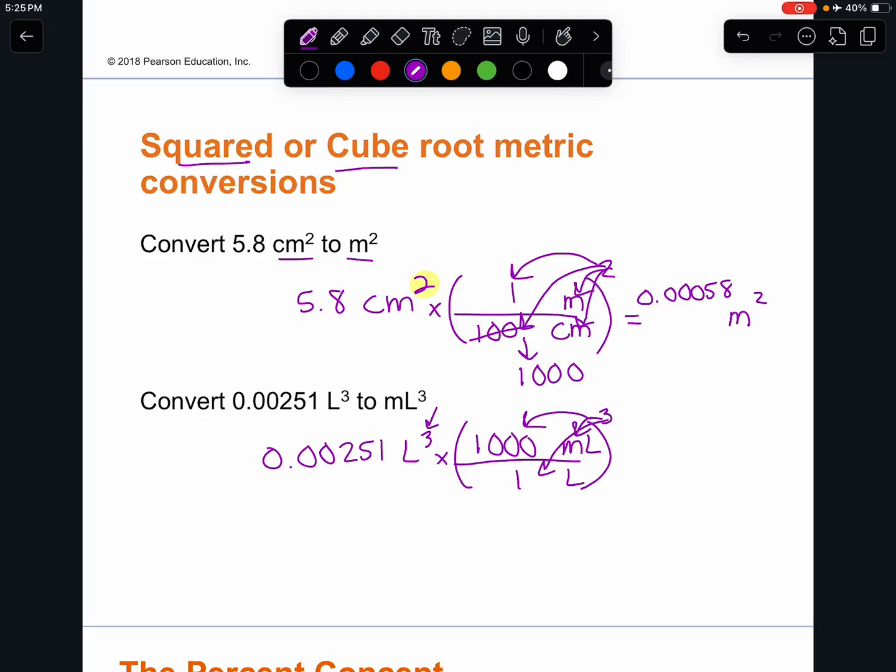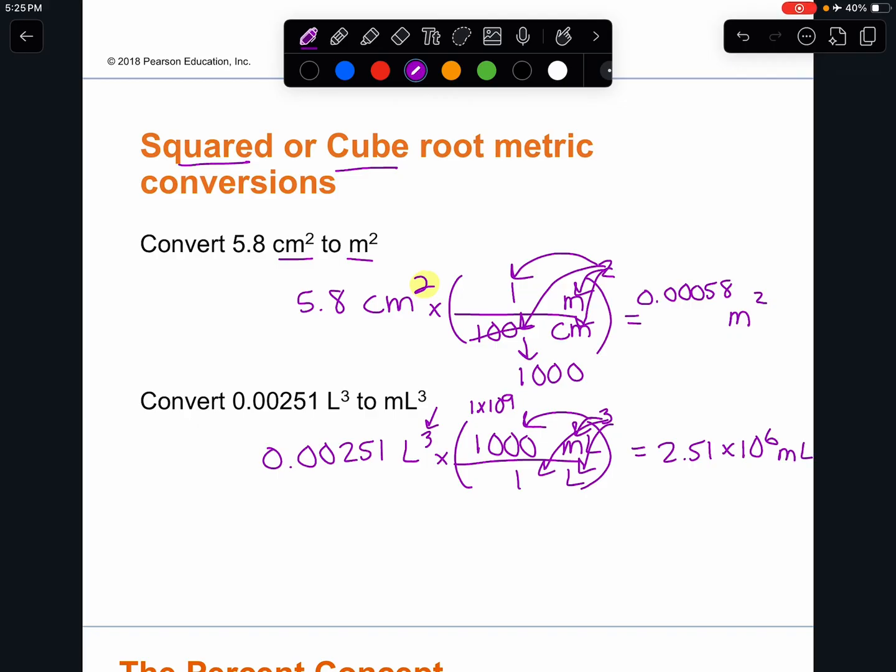You don't have to draw these arrows. I'm just showing you that it does go to everything. The only thing it really affects is that 1,000. If I cube the 1,000, it actually ends up being 1 times 10 to the 9th. So I'm really going to take 0.00251 times 1 times 10 to the 9th. And my answer ends up being for that 2.51 times 10 to the 6th.